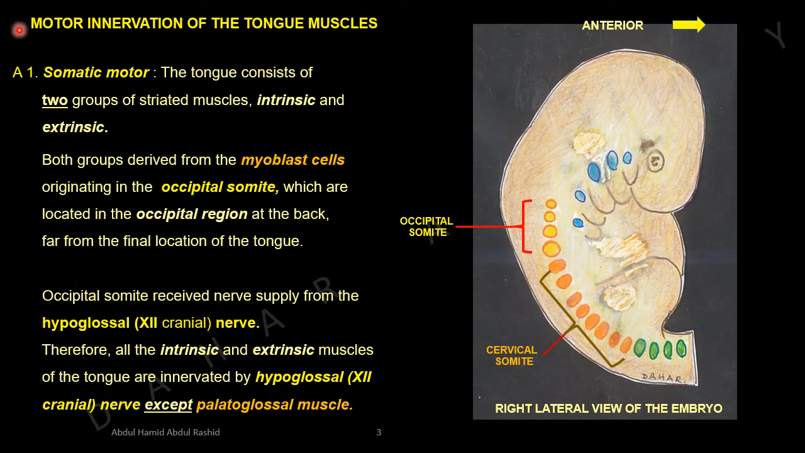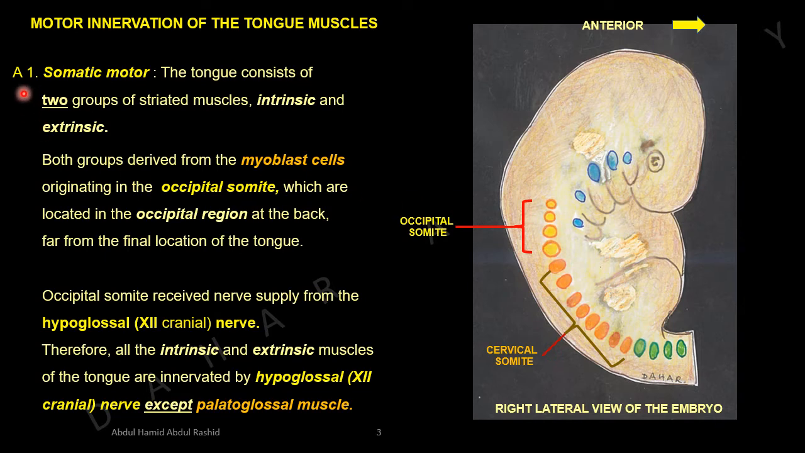Motor innervations of the tongue muscles. This is the embryo seen from the right side. This is anterior or ventral. This is posterior or dorsal. These are the somites along the dorsal border. This is thoracic somite, cervical somite, and these are occipital somite.